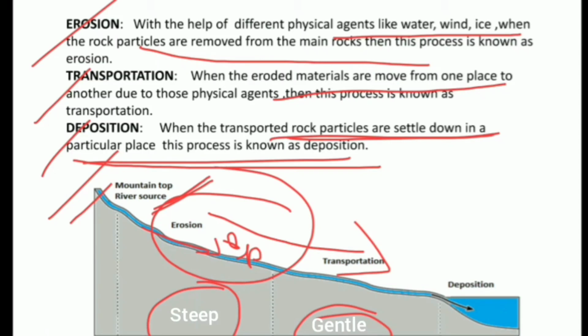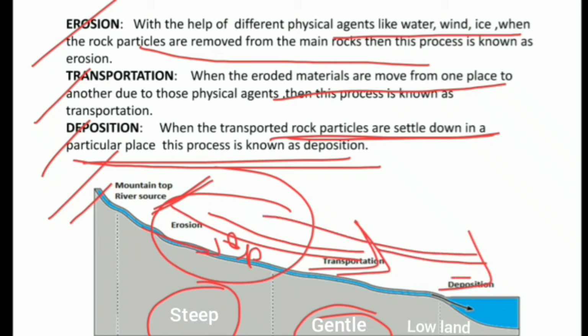So from the steep slope to gentle slope, after gentle slope, we are having the lowland or plain surface. In this plain surface, the river starts settling down all this eroded material. Okay, so when the river starts to settle down all the eroded materials, then this process is simply known as deposition.